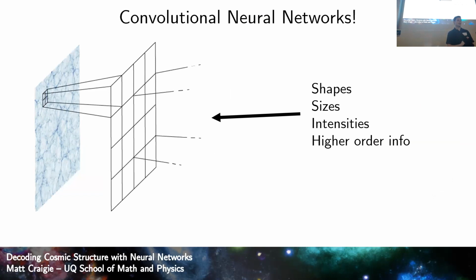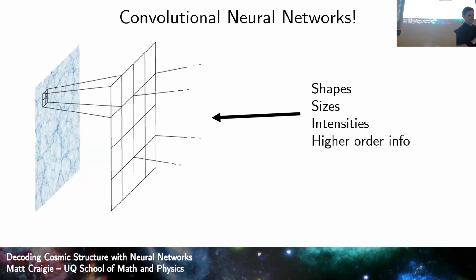So in this case, I'm talking about convolutional neural networks. CNNs are really good at pulling out shapes, sizes, intensities. And when you've got lots of layers, you get out a lot of interesting higher order information as well. So sort of clusters of clusters, you can start reaching that information as you add layers.